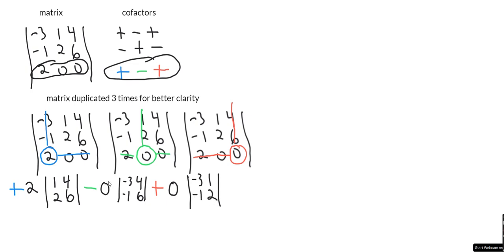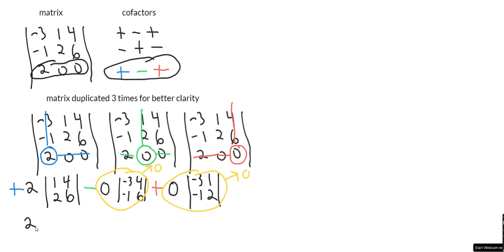Now these right here, these determinants are just going to be 0 because you're multiplying by 0. So we don't even need to figure these. So all you need to figure is just this one right here.